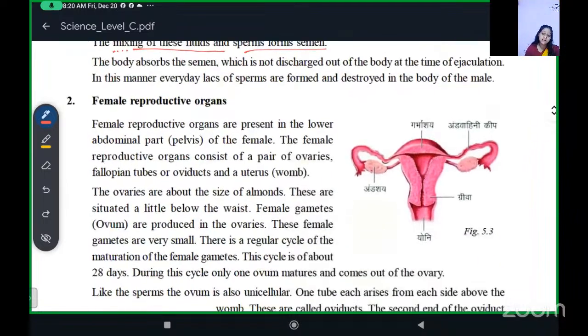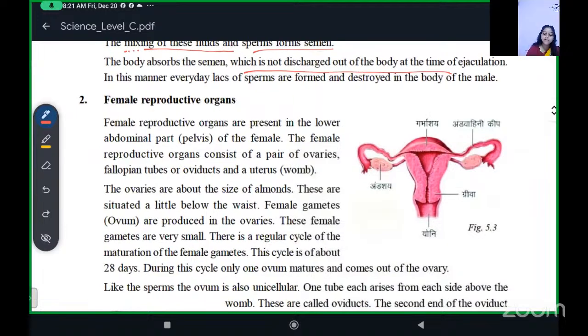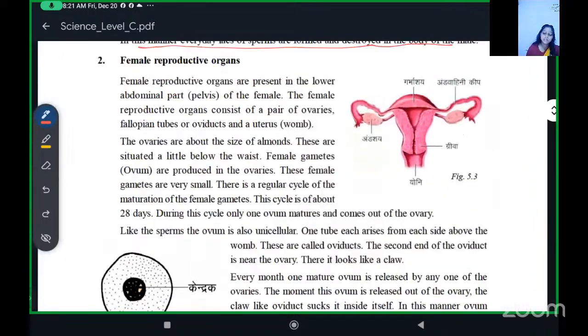Now the body absorbs the semen which is not discharged out of the body at the time of ejaculation. In this manner, every day lakhs of sperms are formed and destroyed in the body of the male. Hope this part's clear to you.